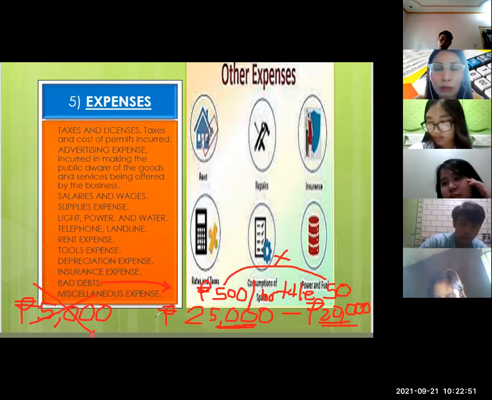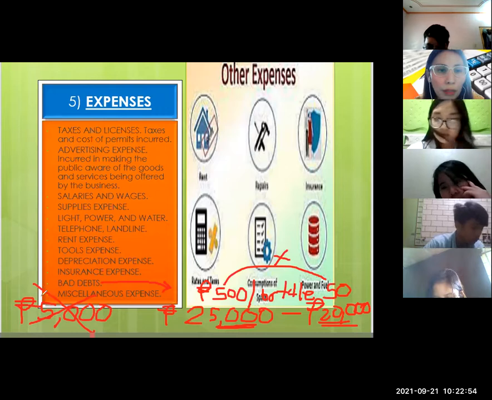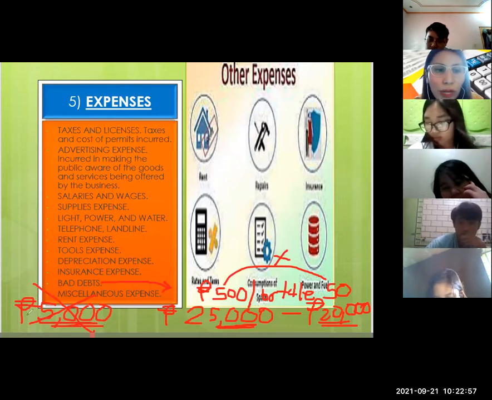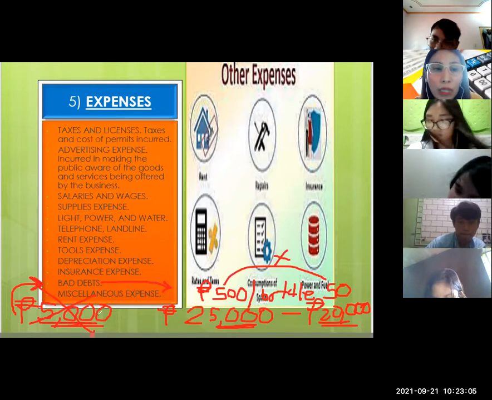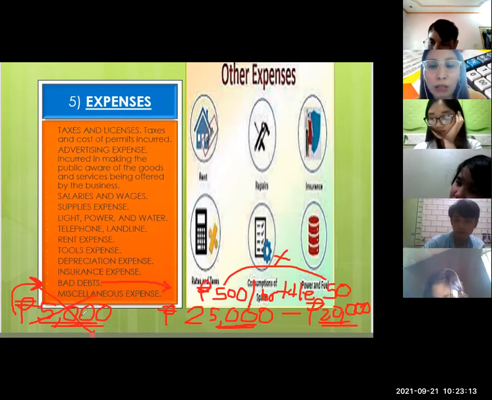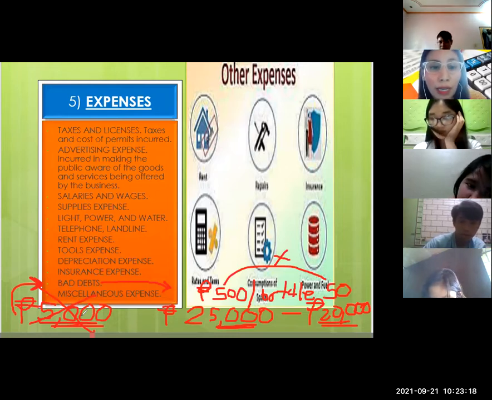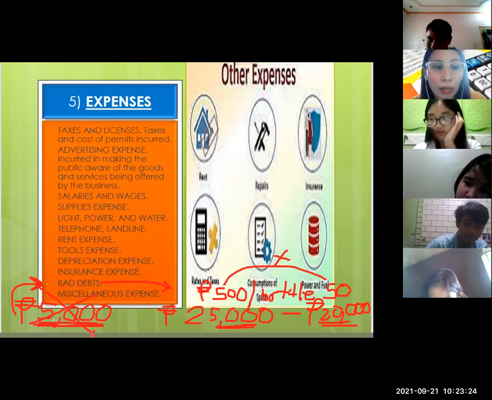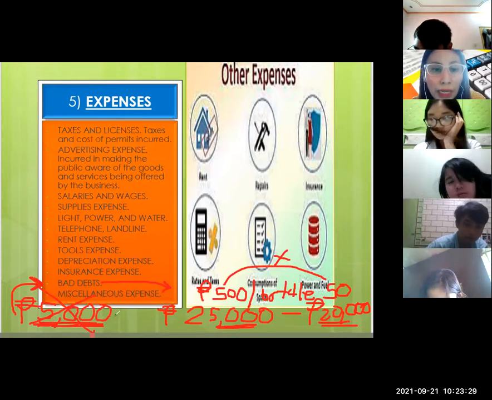Okay? This 5,000 pesos will now be called bad debts. Okay? Instead, na dapat ang tawag ko dito sa another 5,000 pesos ay revenue. But since the customer or client cannot pay that 5,000 pesos anymore. She cannot pay it anymore. Okay. Hindi ko na matatanggap itong 5,000 pesos as my revenue or my income.